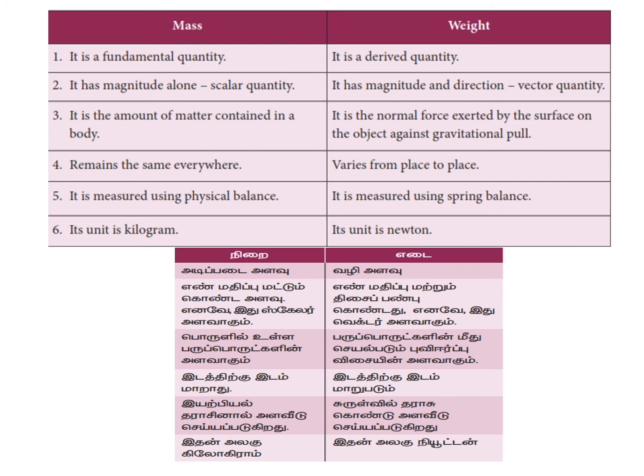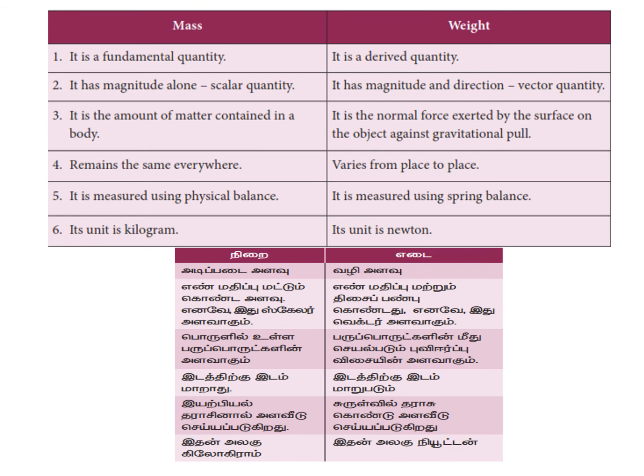Mass is the fundamental quantity, and weight is a derived quantity. Mass has magnitude alone, a scalar quantity. Weight has magnitude and direction, and hence it is a vector quantity. Mass is the amount of matter contained in a body. Weight is the normal force exerted by the surface on the object against gravitational pull.